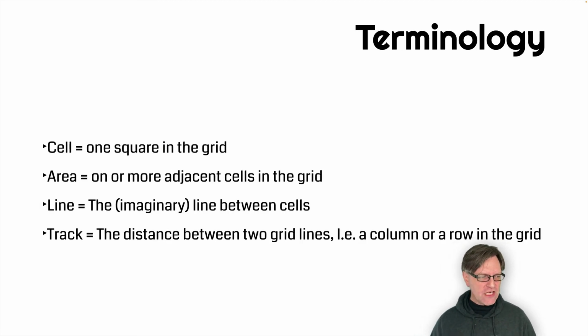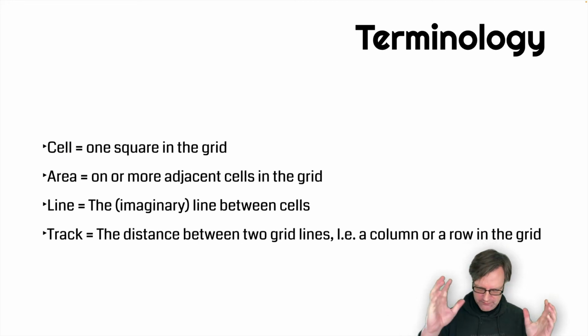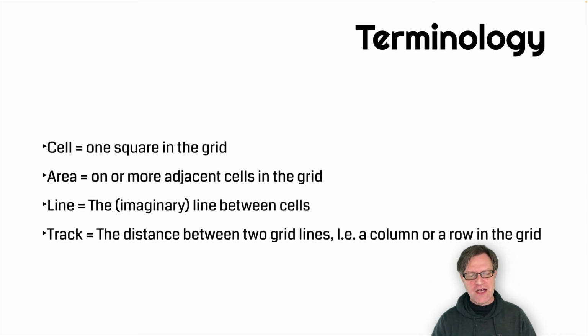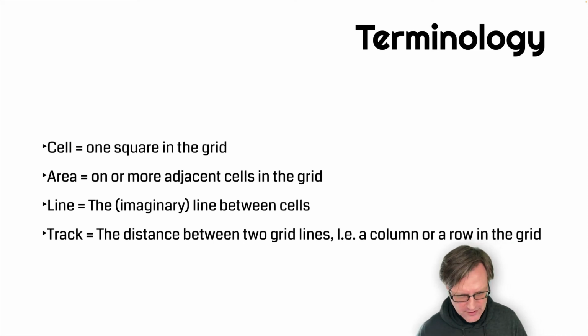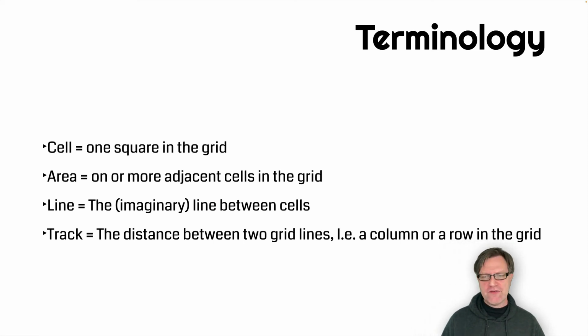So to recap a little bit, we have cell, that is one square in the grid, area, one or more adjacent cells, and line is the probably imaginary line between the cells, and then we have a track, that is the distance between the two lines. Then you also can add a gap, as you can in the flexbox, that will add spaces between your cells in that way. But this is the base for the grid, and now we can continue and do a little bit of work with this one also.